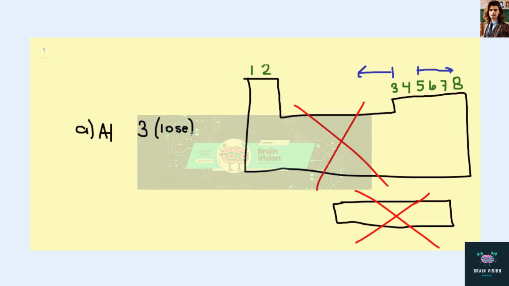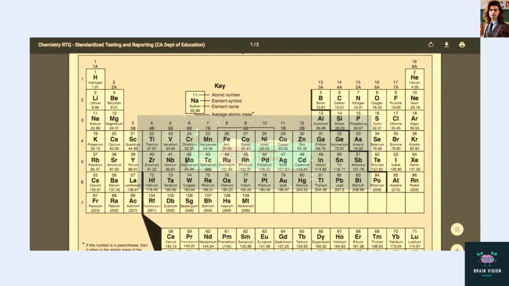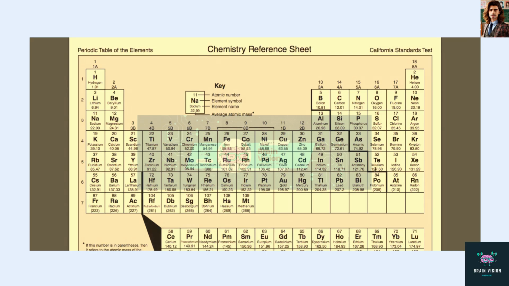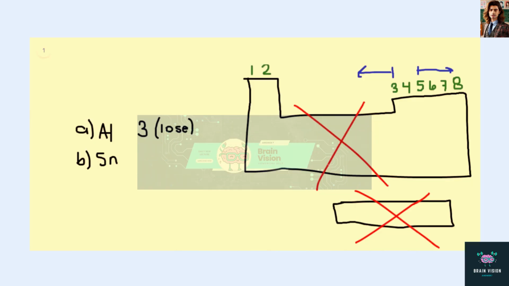Let's move on to the next example. We have Sn, which is tin. If we find tin on our periodic table, we'll notice that it is atomic number 50. That is in group 14. So this has 4 valence electrons, which means it can either lose 4 and have 0 or gain 4 and have 8. With this being said, it can gain or lose.